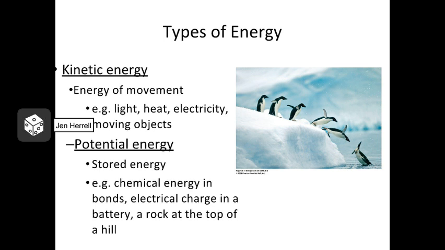Here are the two most common categories of energy, kinetic and potential. Kinetic energy is energy in motion. Objects that are moving, such as these penguins flying off the iceberg, have kinetic energy. You also find kinetic energy in light reflecting off of an object, in heat rising from molecules, in electricity flowing through objects, even in the vibrations of atoms inside a solid. That represents kinetic energy.